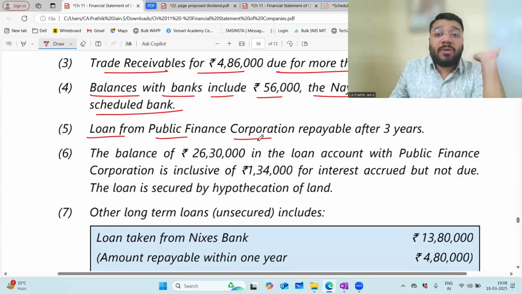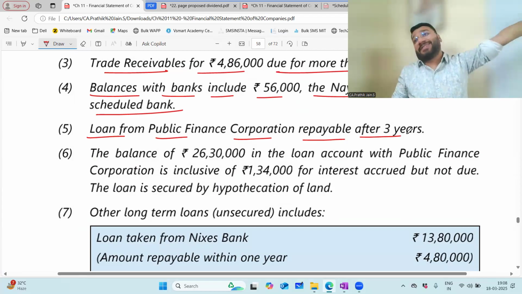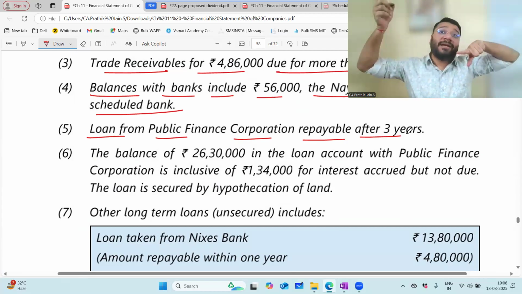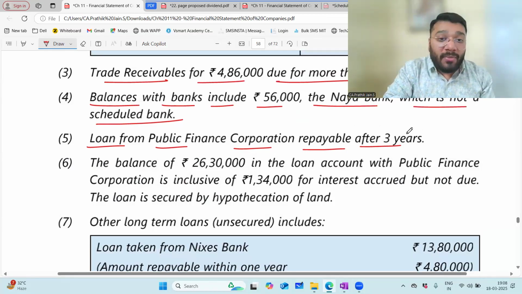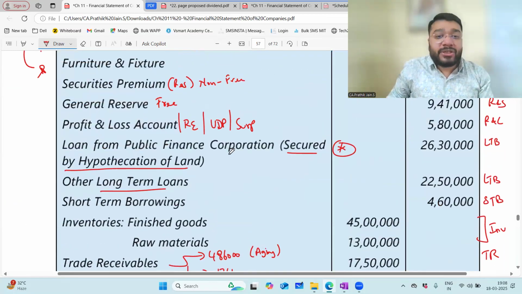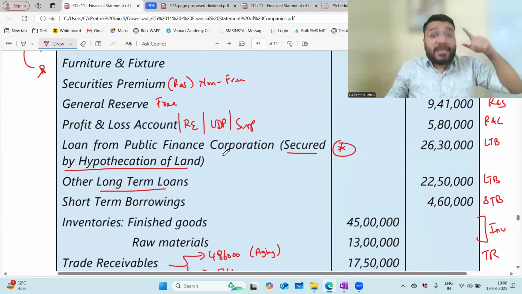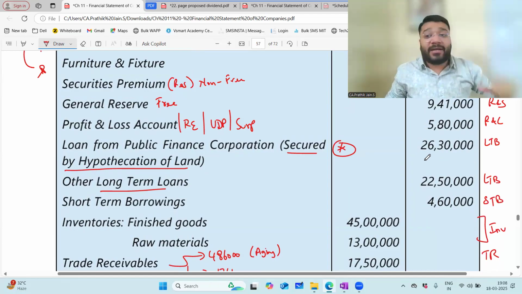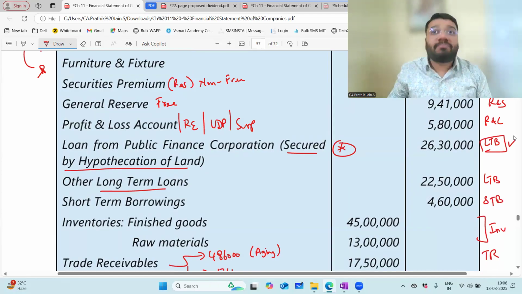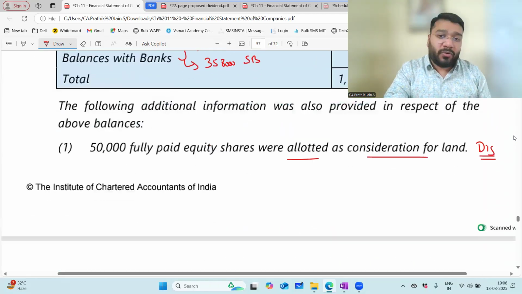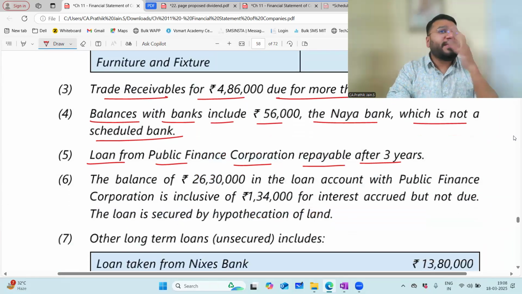Loan from Public Finance Corporation repayable after 3 years. After 3 years means it will definitely be after the benchmark date, so this is going to be long-term borrowing. Here they have given the information: loan from Public Finance Corporation, which is secured by way of hypothecation. This 26,30,000 is repayable after 3 years, beyond the benchmark date. So this is my long-term borrowing. Pakka confirm now. Now tell me any problem. Okay, so far easy.